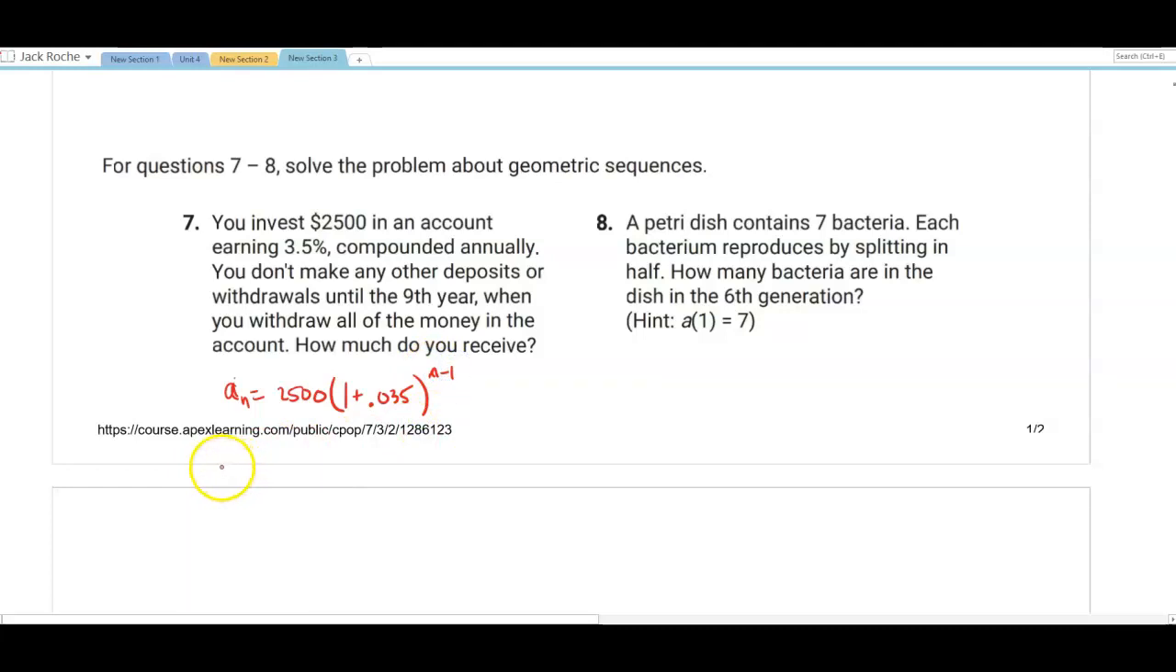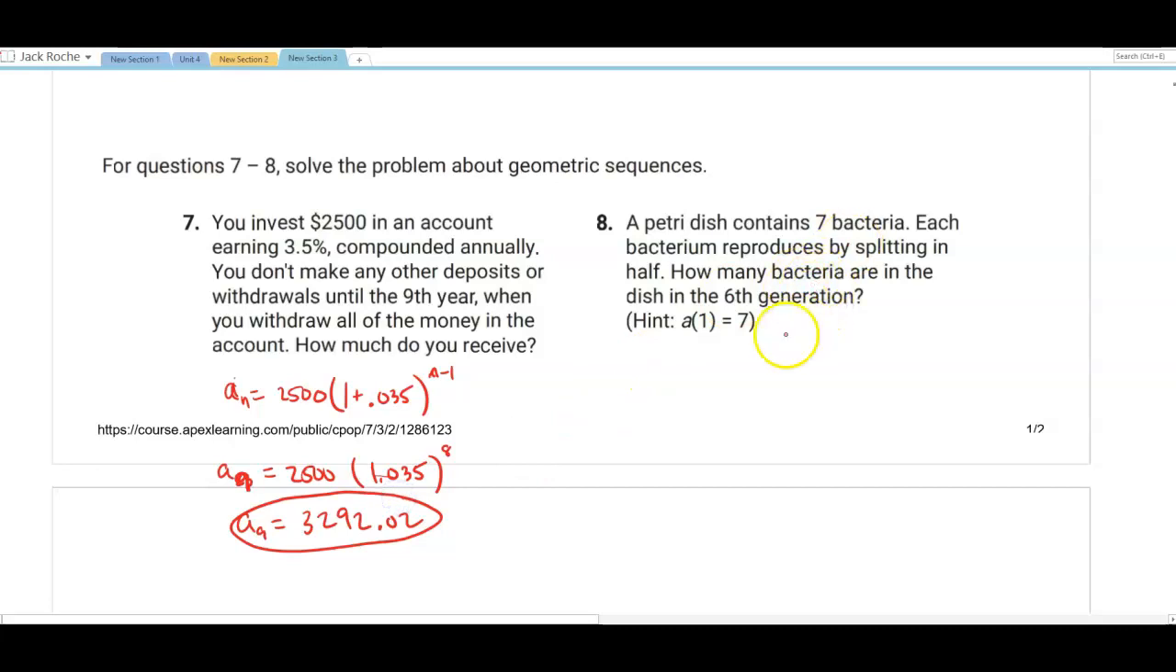So now when we go to find out how much is in it after 9 years, A sub 9 is 2,500 times 1.035 to the 8th power, and A sub 9 equals 2,500 times 1.035 to the 8th, which ends up being $3,292.02.